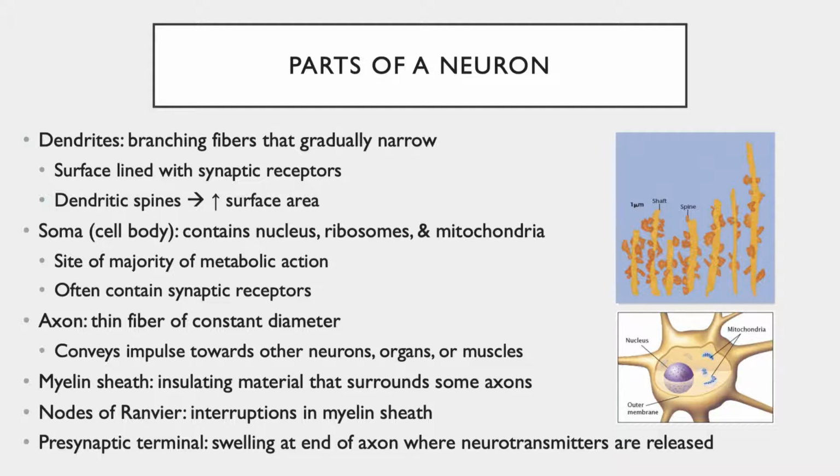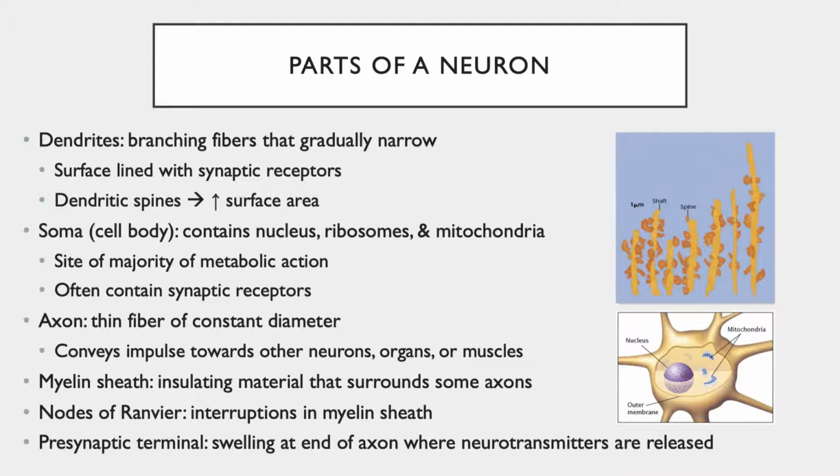The next part of the neuron that I've already touched on a little bit is the soma. And again, the soma is the cell body. It contains the genetic material, the nucleus, the ribosomes, the mitochondria for the cell. It is the site of the majority of the metabolic action, and like the dendrites, it often contains synaptic receptors on its surface as well.